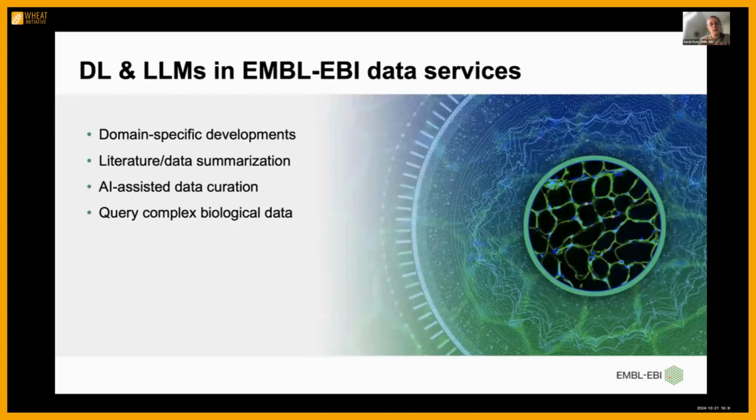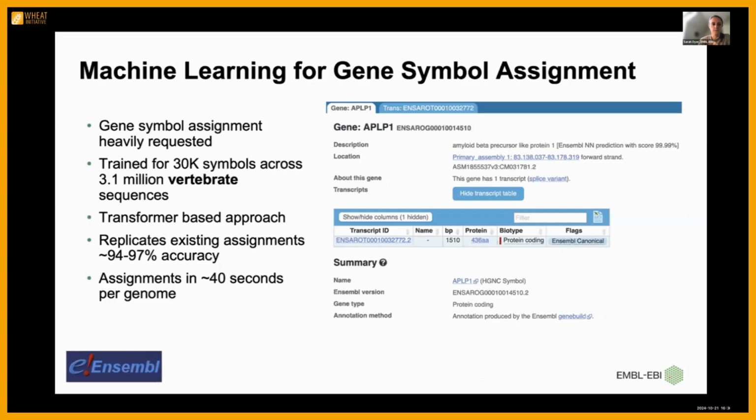To switch over a little bit and think about what's happening with LLMs. Lots of our services are exploring ways that LLMs can be used, typically around literature summarization and assisted data curation. One thing that we're doing in Ensembl within the vertebrate space, so we haven't taken it any further than that so far, is looking at gene symbol assignment.